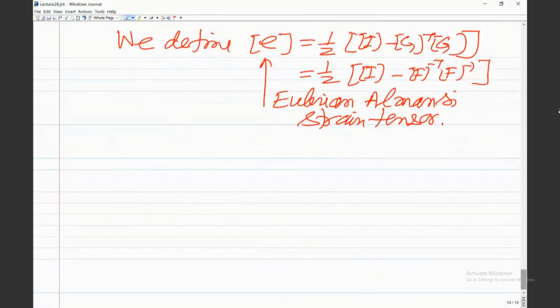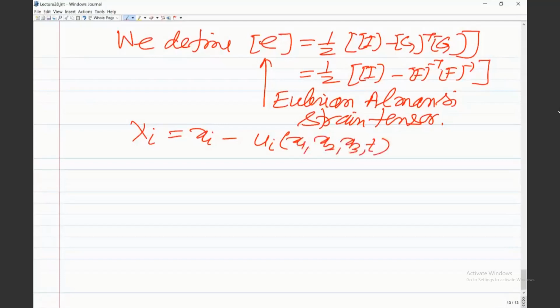Now I want to write it in terms of displacement gradients with respect to current coordinates. The reference coordinate Xi would be equal to the current coordinate minus the displacement ui. But in the Eulerian description of motion, this is expressed in terms of small x1, small x2, small x3 and t. So you write it like this. Now you can write the expression for g in terms of gradients of ui, where i takes values 1, 2, 3. So you can write g in terms of del u1 by del small x1 and so on, and then you substitute in this formula.